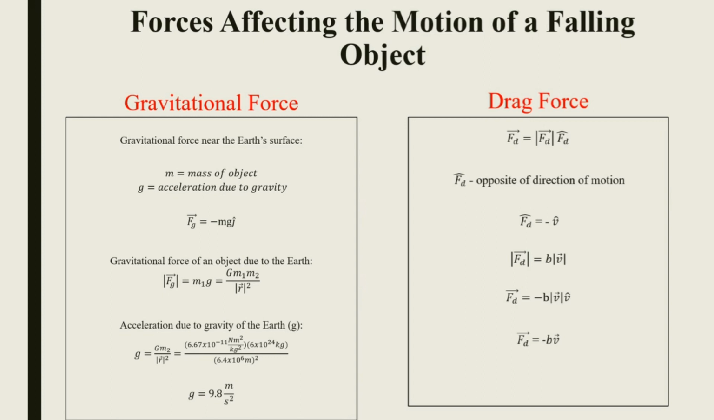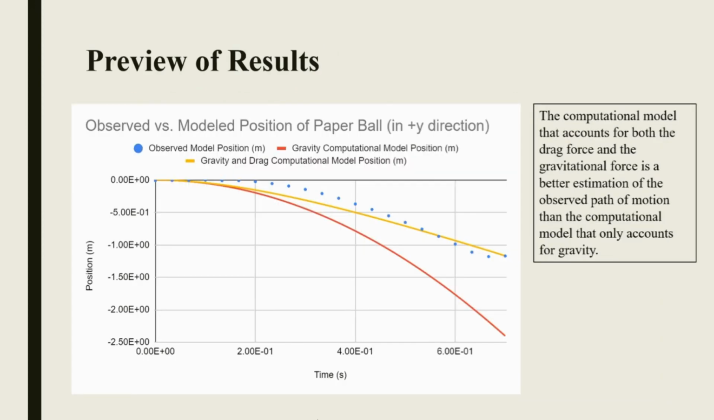Drag force or air resistance is the force of an object by a fluid to resist motion through it, which is impacted by airflow and object properties such as shape and size. Drag force is opposite to the direction of motion and is equal to the magnitude of the force times its unit vector. The magnitude is related to the constant b and the magnitude of the velocity. Overall, drag force is proportional to negative b times velocity.